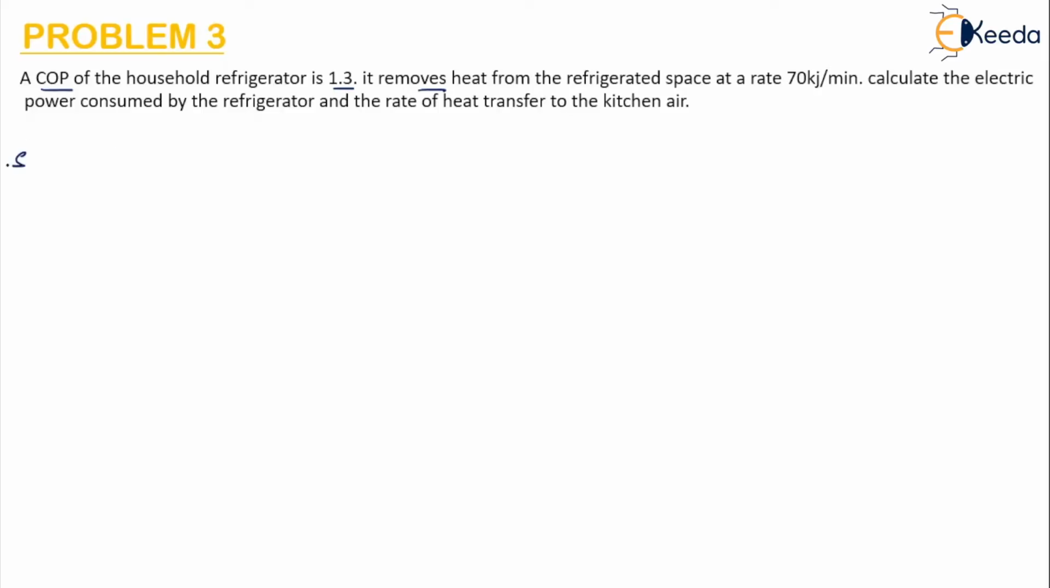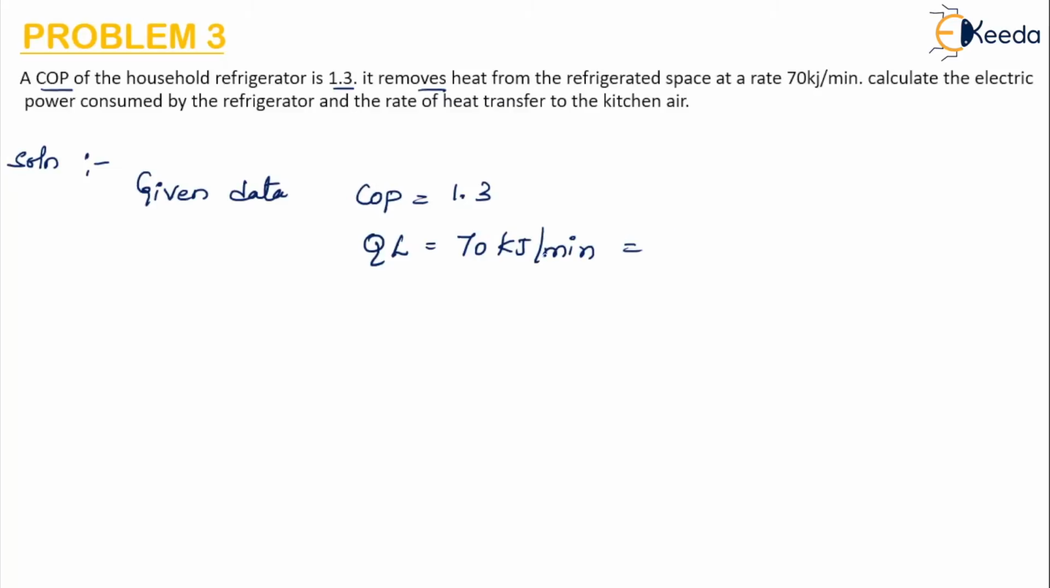So first of all, let us write down the given data for the solution. Given data is, they have given the COP, that is 1.3. Then they have given QL, the heat removed, as 70 kilojoules per minute. Now how do we convert this into kilojoules per second? That is 70 divided by 60. So you will get 1.167 kilojoules per second, or we can write it as kilowatt, because joules per second is watt.